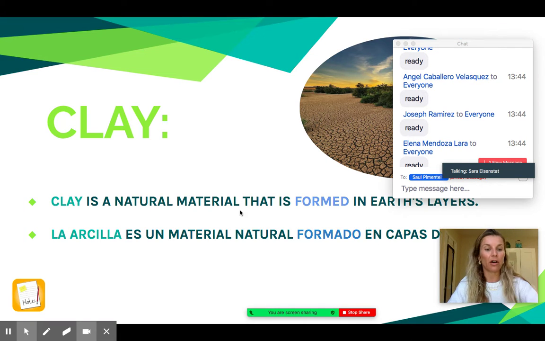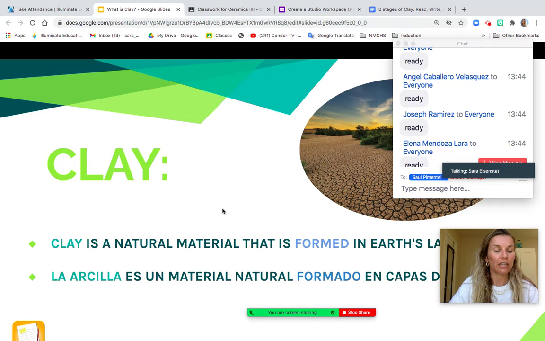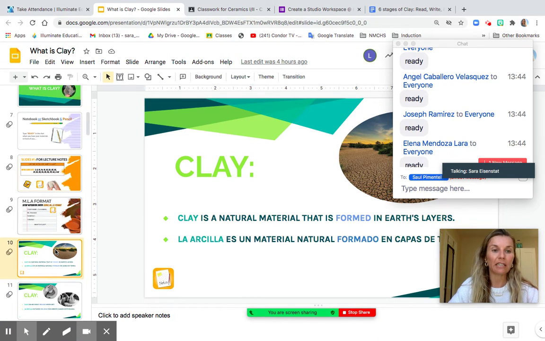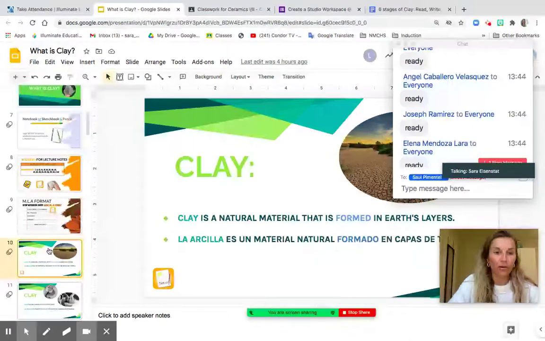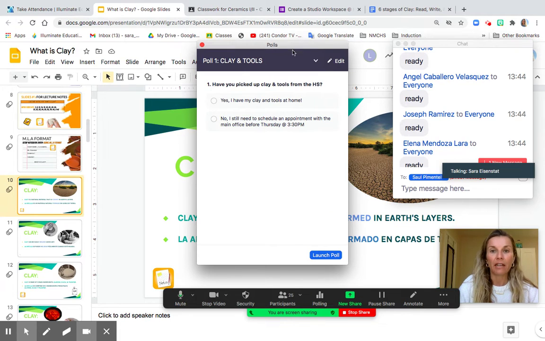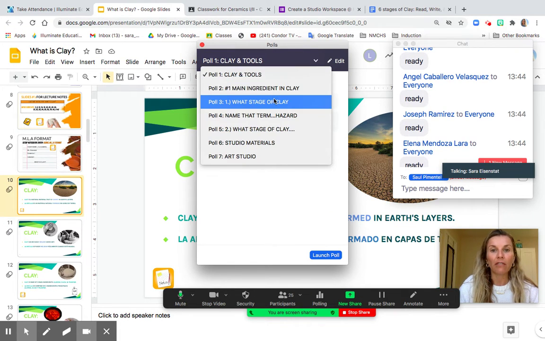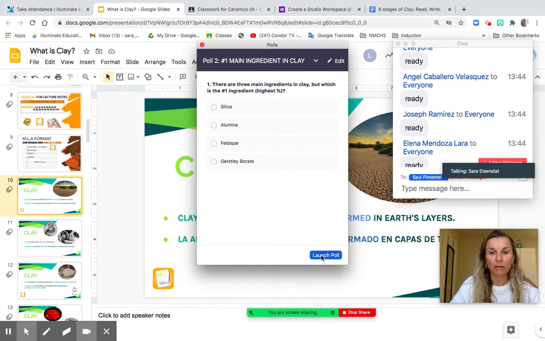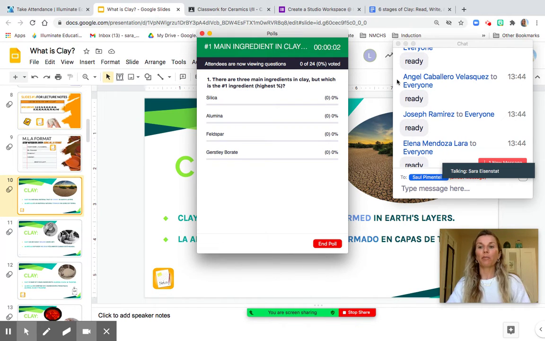And yesterday we talked about the three main ingredients in clay, and also their purposes. And I told you that one of those ingredients is a higher percentage than the other two. And that ingredient is going to allow the clay to be more plastic so that you can easily shape it and mold it when it's moist. So out of those three ingredients, let's see if we all get the same response. What is the ingredient that has the highest percentage in clay out of those three? Go ahead and respond to that poll.